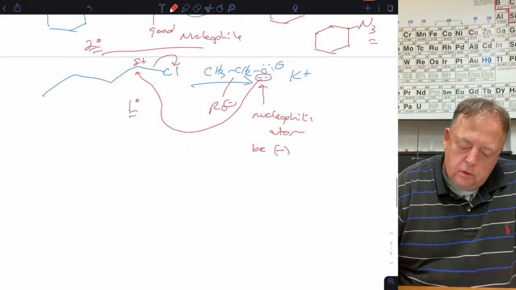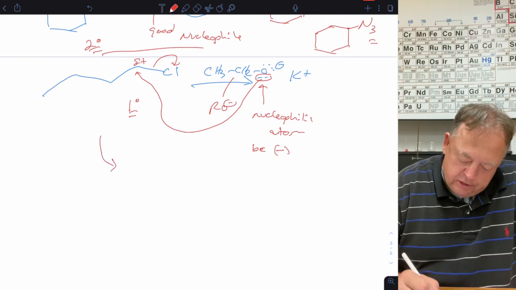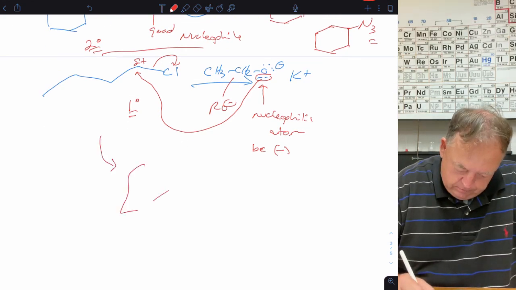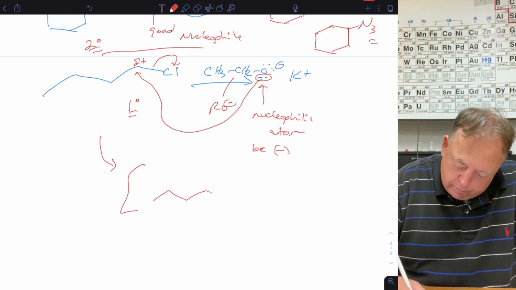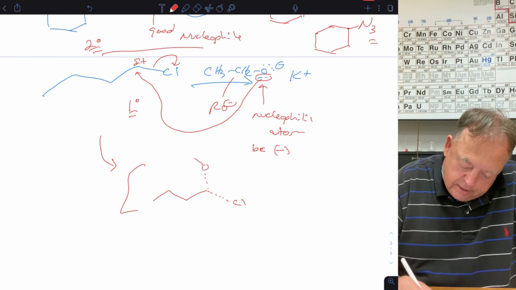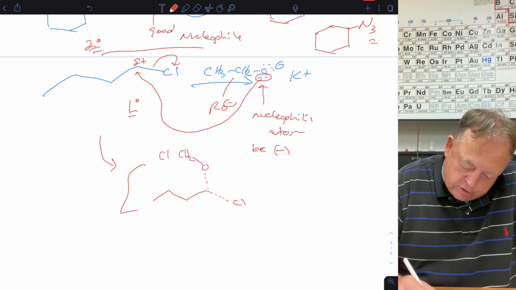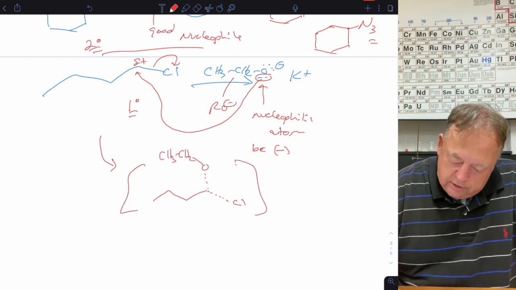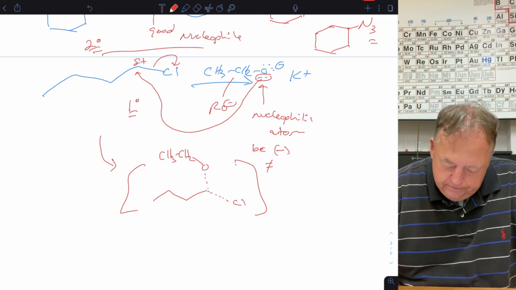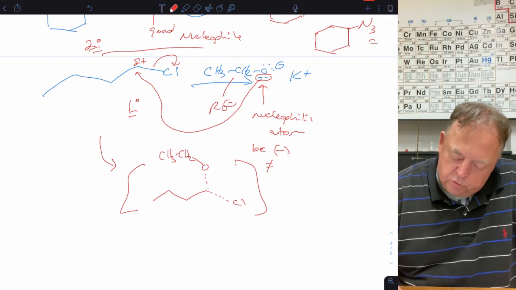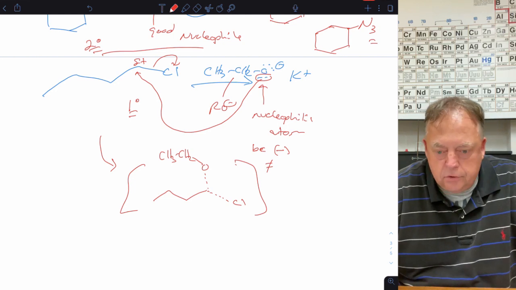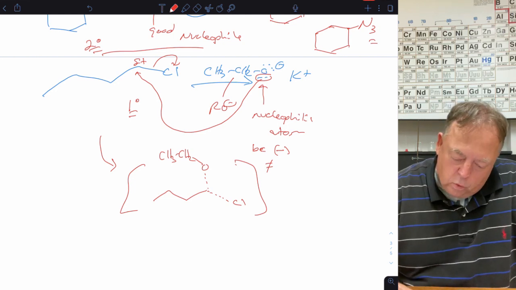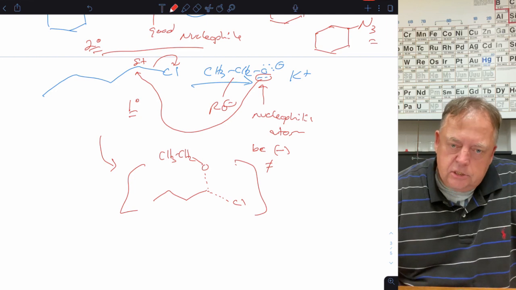So if we wanted to write the mechanism, then we would sketch the transition state. Okay, so we're going to break the bond to chlorine, and we're going to make a bond to oxygen, and the CH2CH3 is just tagging along. It's attached to oxygen, so it's just along for the ride. But you just want to recognize the bond making is to the oxygen, and the bond breaking is from the carbon. And whatever the R group is attached to oxygen, it's just tagging along.